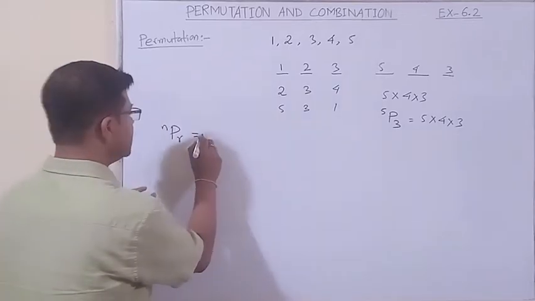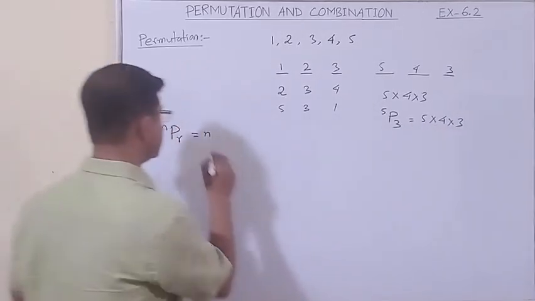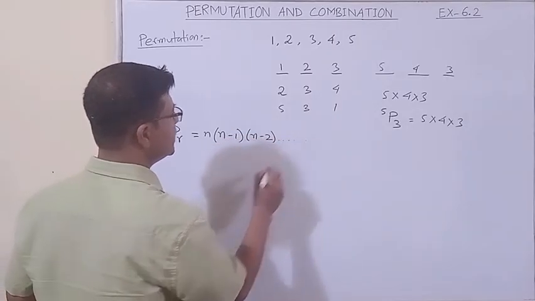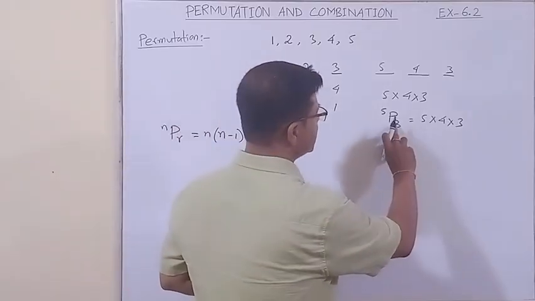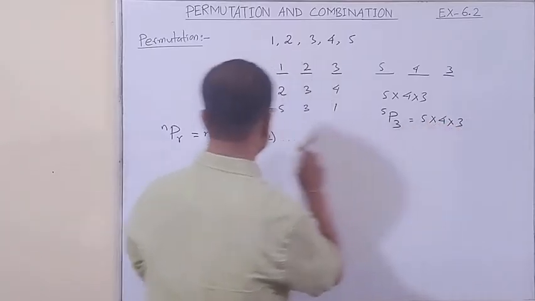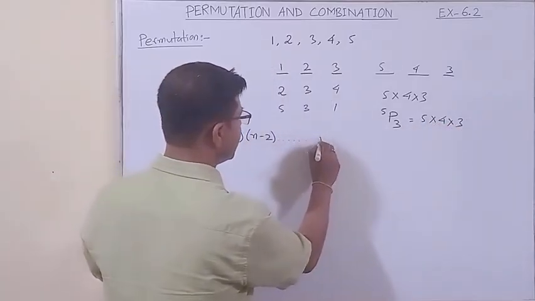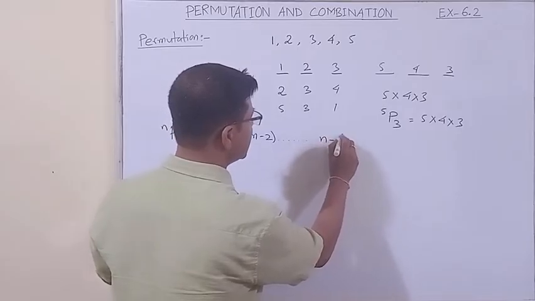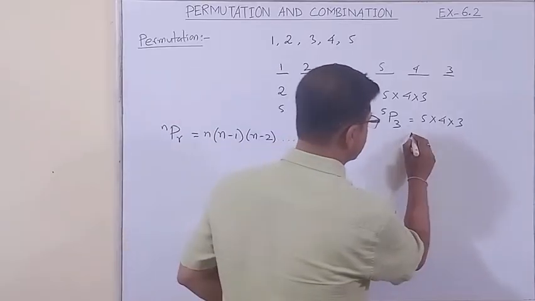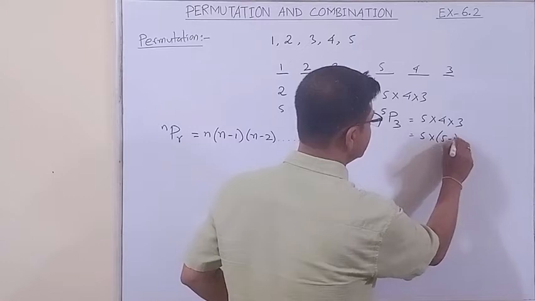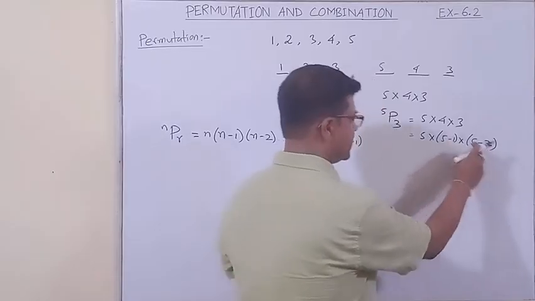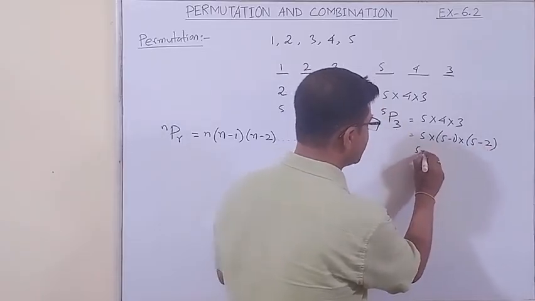In a similar manner, it is n, in the decreasing order, is it not? n minus 1, n minus 2. How long shall we go on? As there are 3 places, so 5 minus 0, 5 minus 1, 5 minus 2. As there are r places, so it is n minus (r minus 1). Have you understood? Let me make it clear. This is the first place, so 5 minus 0.